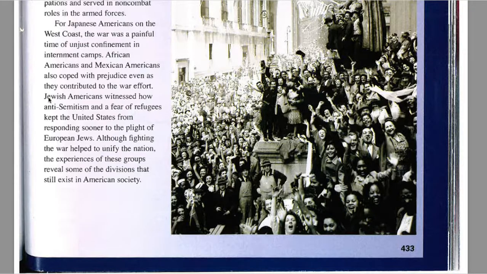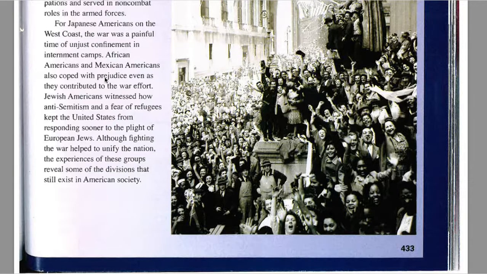Government. And also, lots of Jews began to travel throughout North America, including the United States, to get out of Europe and the dangers that were there. And when they arrived in America, they still faced prejudice, which is called anti-Semitism. So even though the war unified everybody, as you can see in this picture, everybody's unified, there were still groups that were left out.